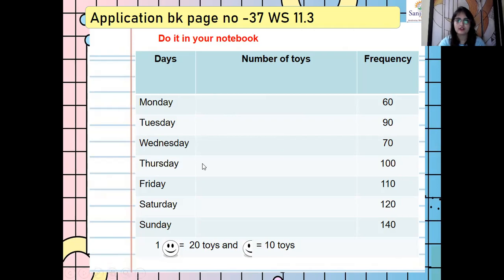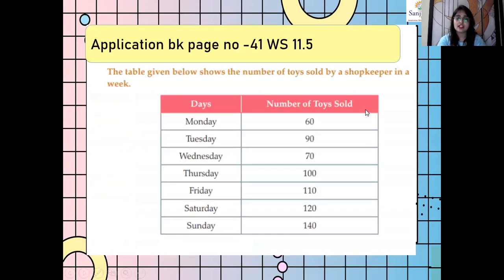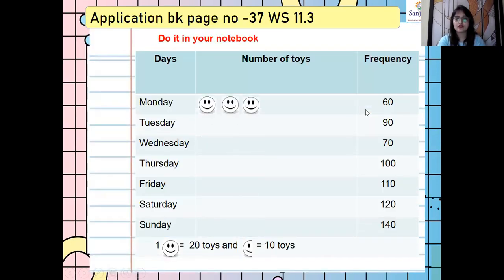The table. First you will write the days, the number of toys, and the frequency. Write all the days Monday to Sunday, and the frequency are already given in your application book, right? So copy it down from the application book, the frequency 60, 90, 70, 100, 110, 120, 140. And also we would be writing down there the key, that is one smiley stands for 20 toys and the half smiley stands for 10 toys.